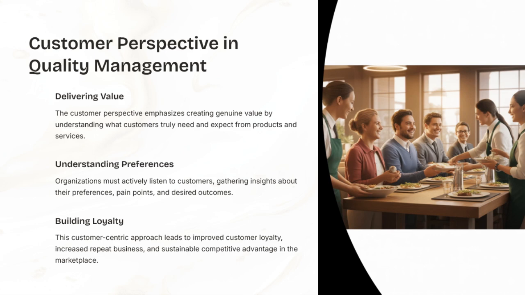When we align our offerings with customer insights, we forge stronger relationships. In quality management, thinking from the customer's perspective means consistently aiming to exceed their expectations, ensuring they see real value in what we provide. So overall, adopting this customer-focused mindset is key to building loyalty, staying competitive, and ultimately achieving long-term success in the marketplace.